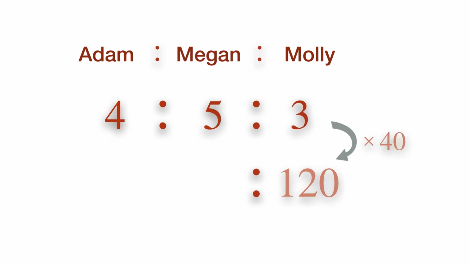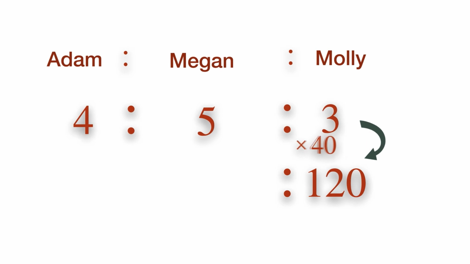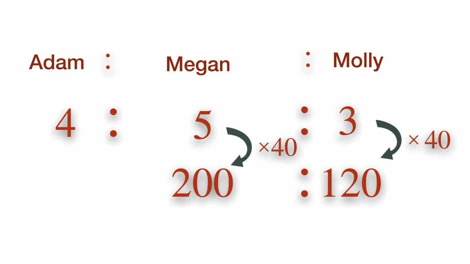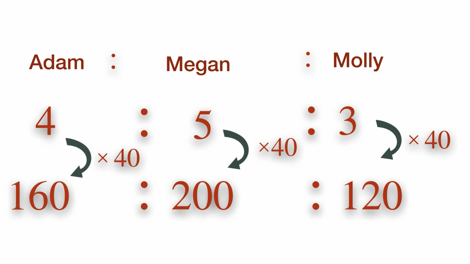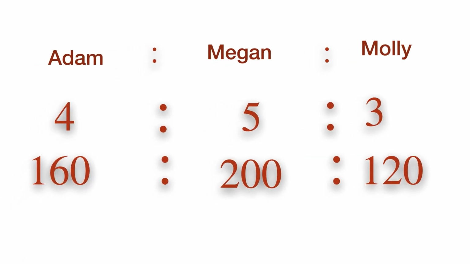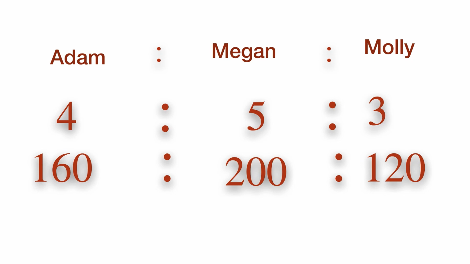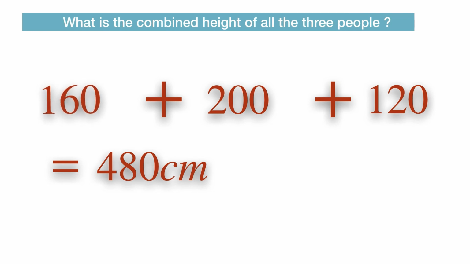Since 40 times 3 is 120, we give the same treatment to all the other parts of the ratio. So we multiply 5 by 40 to give 200, and multiply 4 by 40 to give 160. So their heights are in the ratio of 160 centimeters to 200 centimeters to 120 centimeters. So the combined height is now given by adding 160 with 200 with 120, which adds up to give 480 centimeters. Don't forget the units of your calculation too.